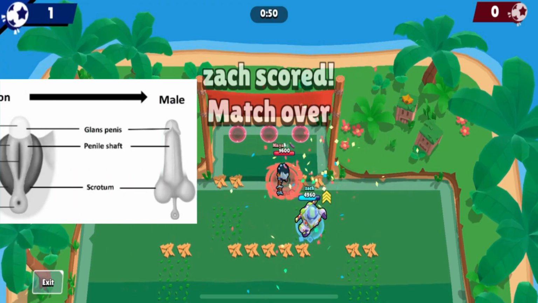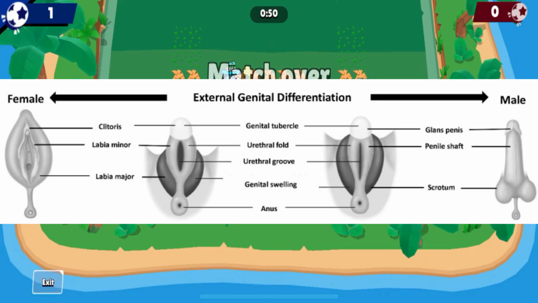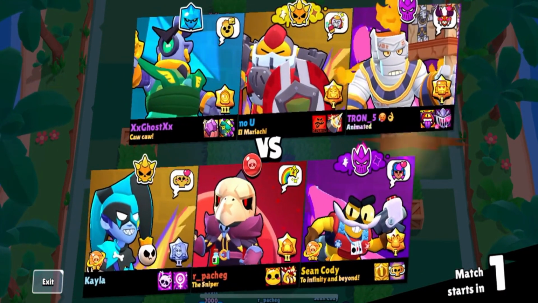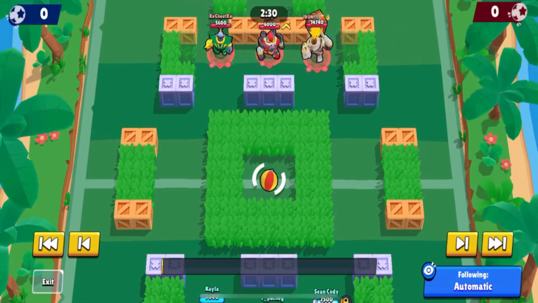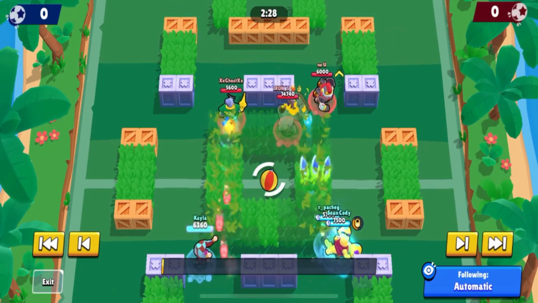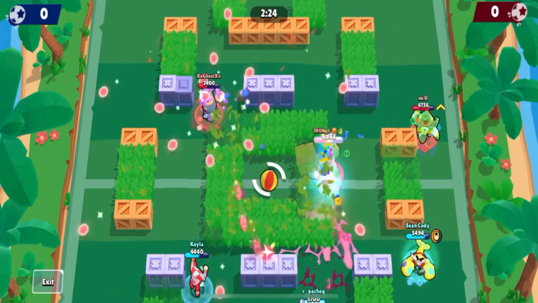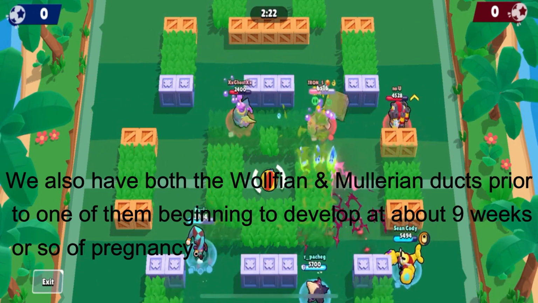The external sex organs don't start to differ from each other until about 11 weeks of pregnancy. Before the external genitalia start to differ from each other, the genital buds are the same, and begin to form at around 4 to 5 weeks of pregnancy. So we have the same gonads and genital buds for our external genitalia until sex development begins.